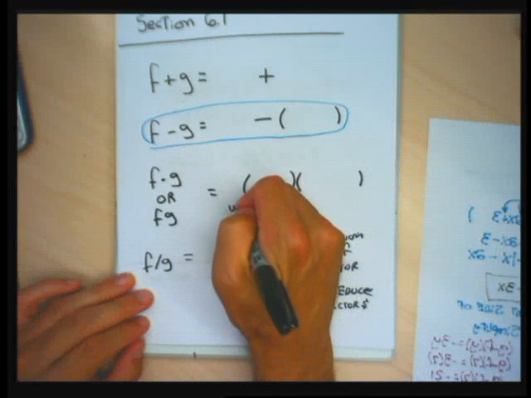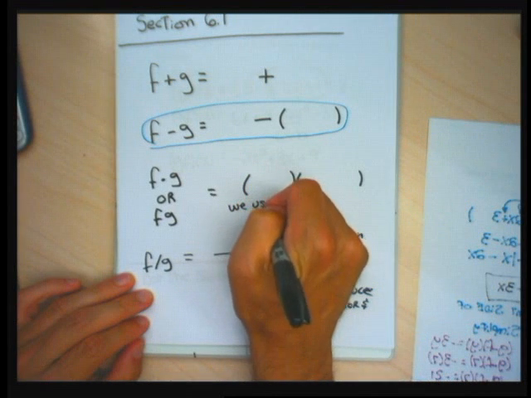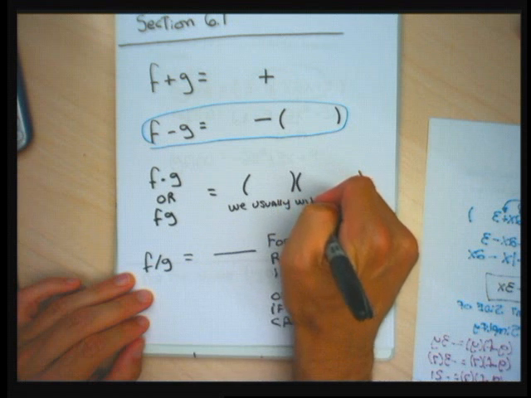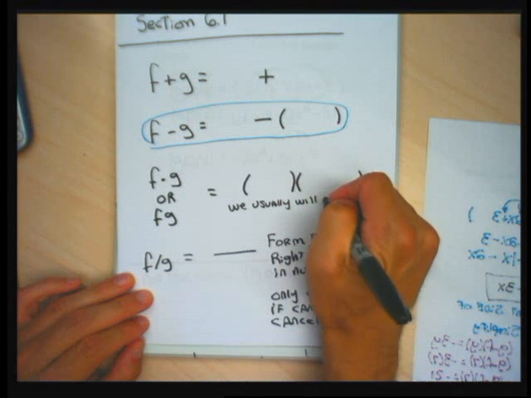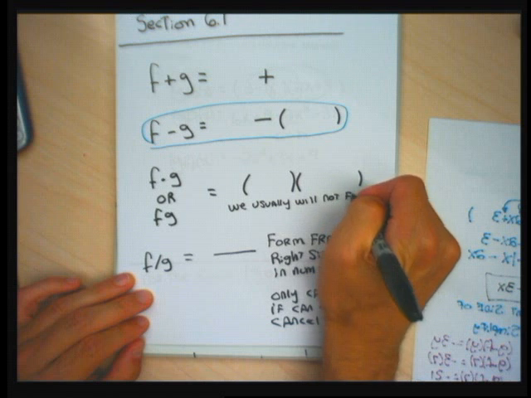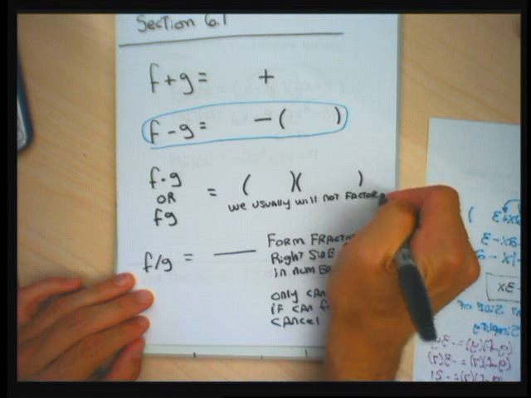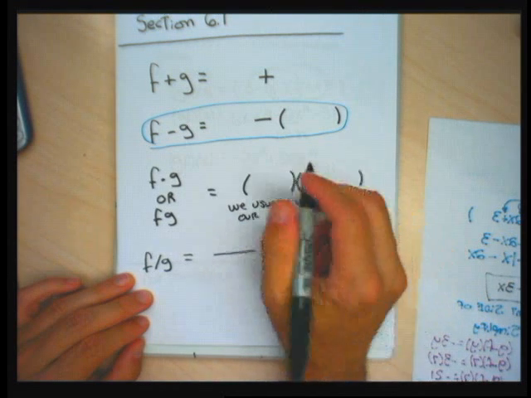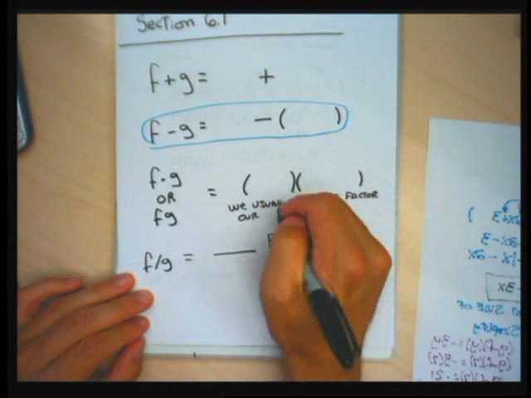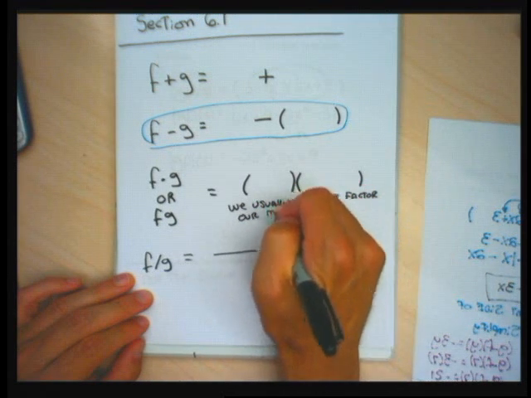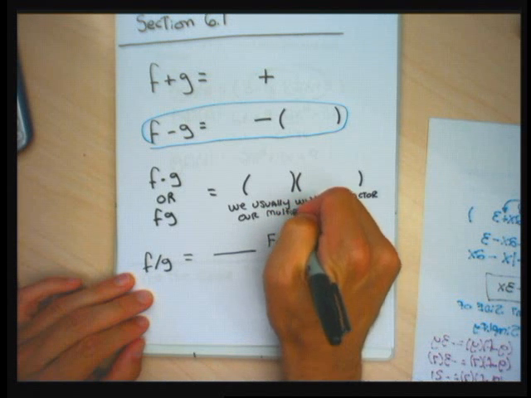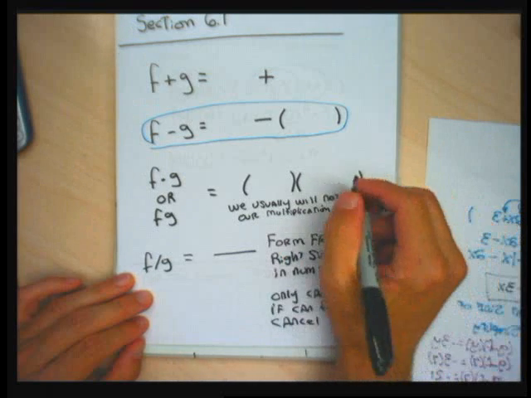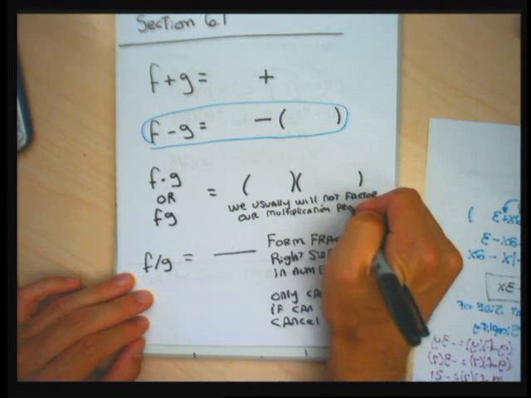I should have made another comment on this sheet. We usually will not factor our answers when it's a multiplication problem. The reason is it starts off factored. If I wanted it factored, I just wouldn't multiply this out. So we usually will not factor our multiplication problem answers.